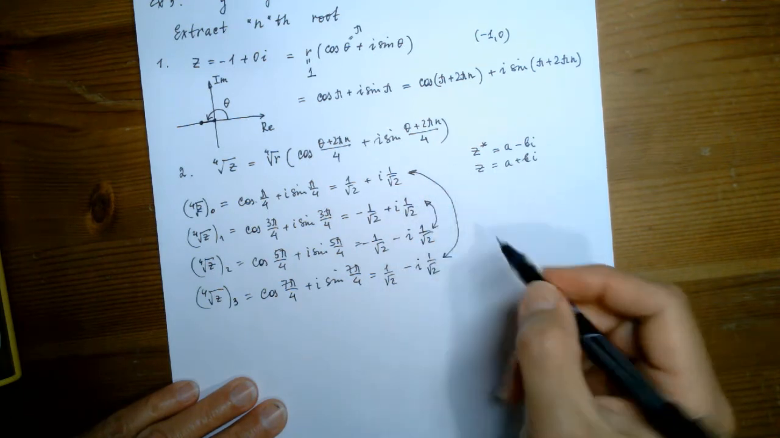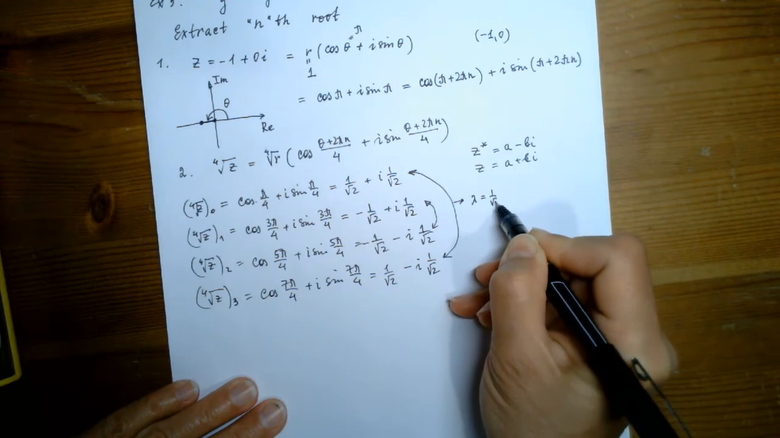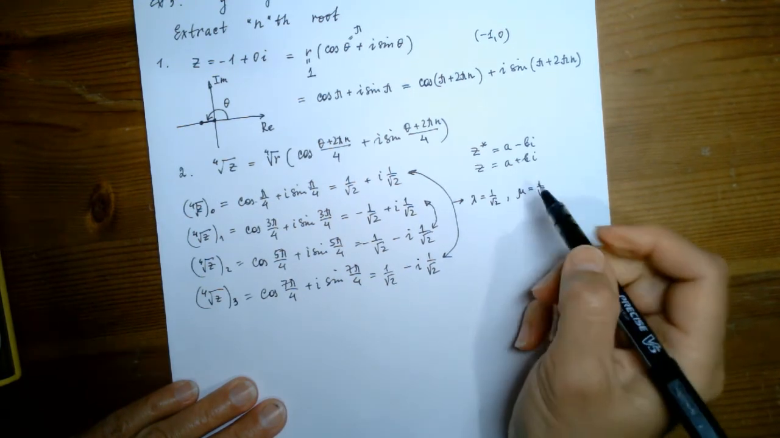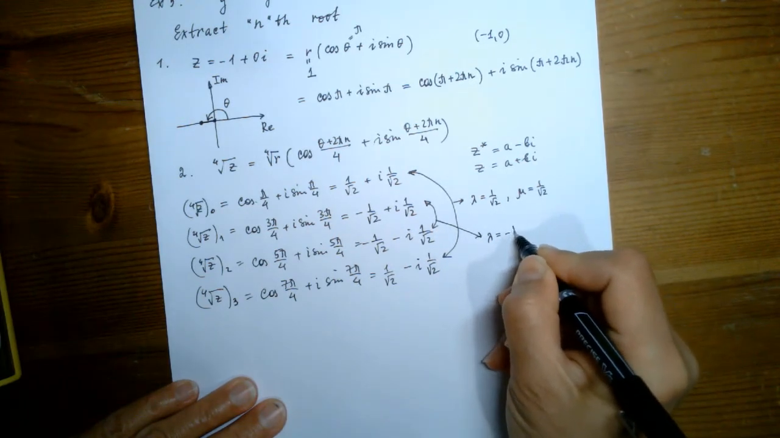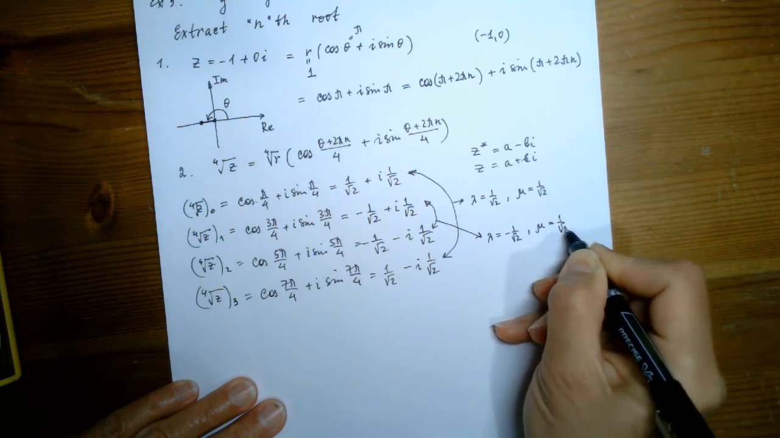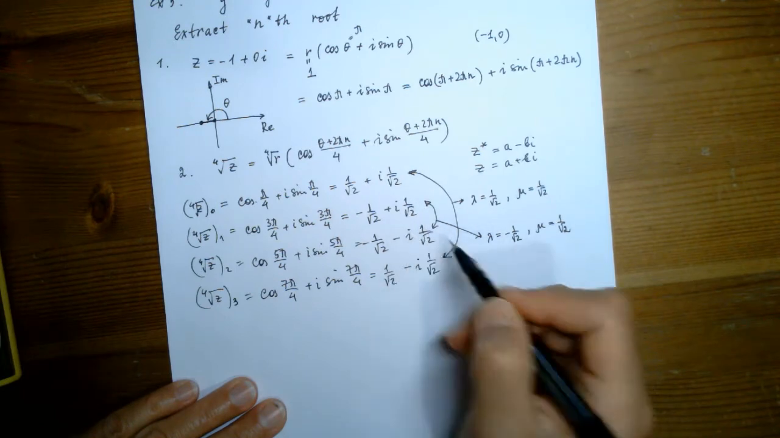Each pair of conjugates is going to produce, the first pair of conjugates produces lambda equals 1 over square root of 2 and mu equals 1 over square root of 2. The second pair of conjugates produces lambda equals negative 1 over square root of 2 and mu equals 1 over square root of 2, right? Because this part is just the number actually, not plus minus.